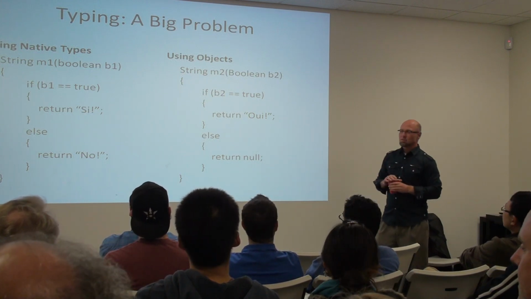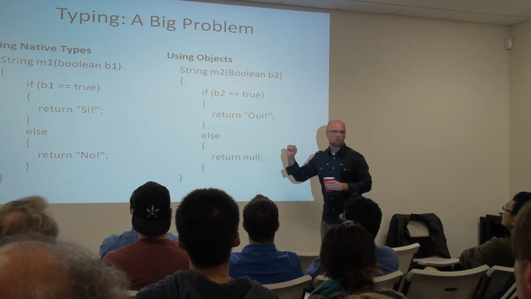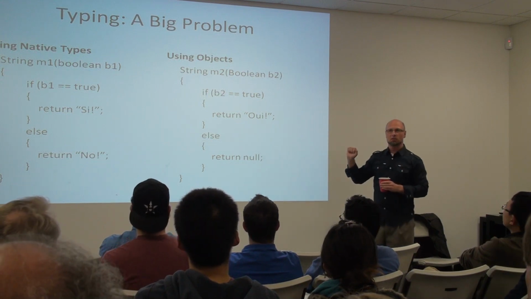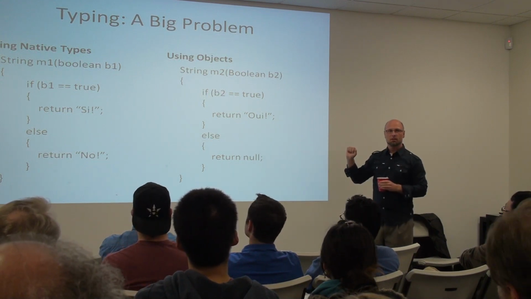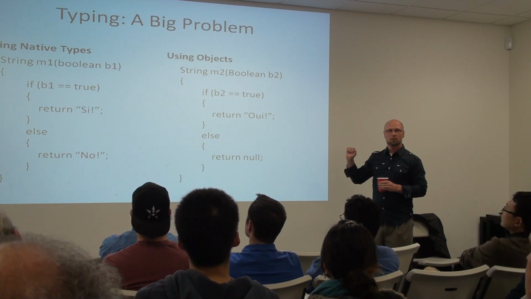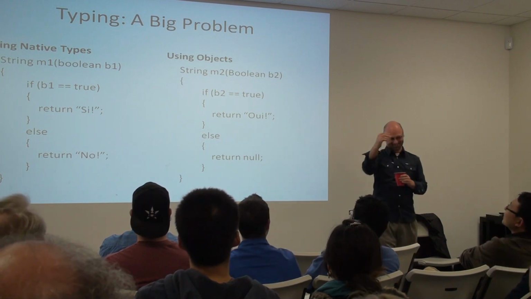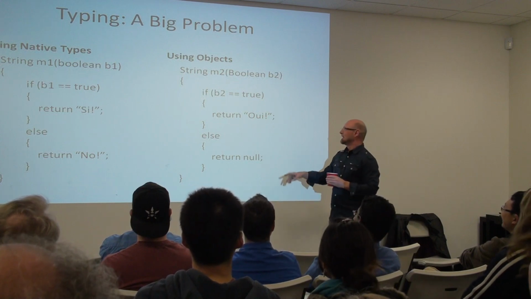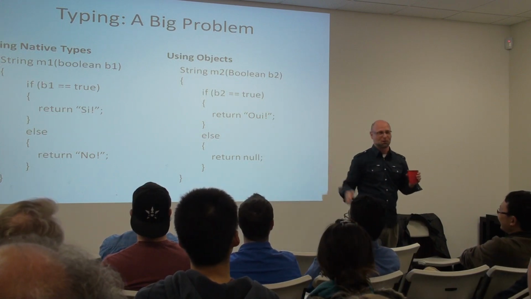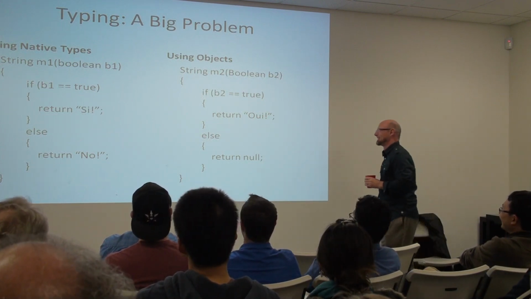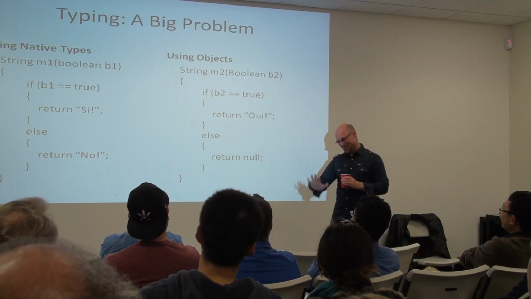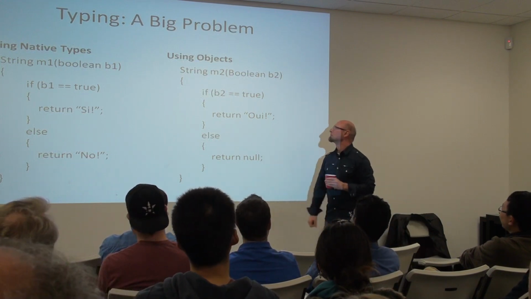Anybody else have any thoughts on what the difference is here? The left one returns... Exactly right. And there is no "nom" in French or whatever. It's null. It sounds French, right?